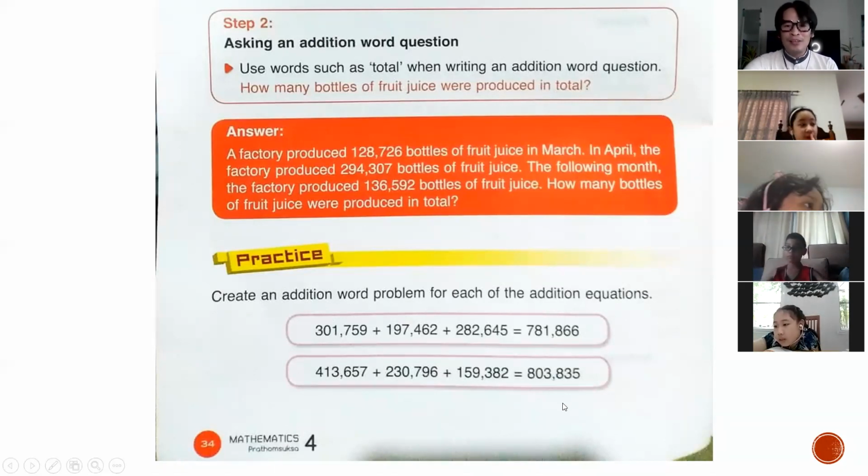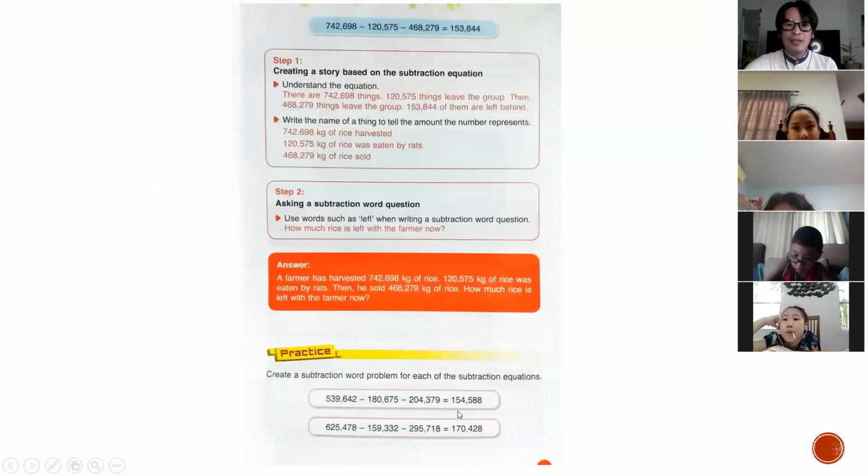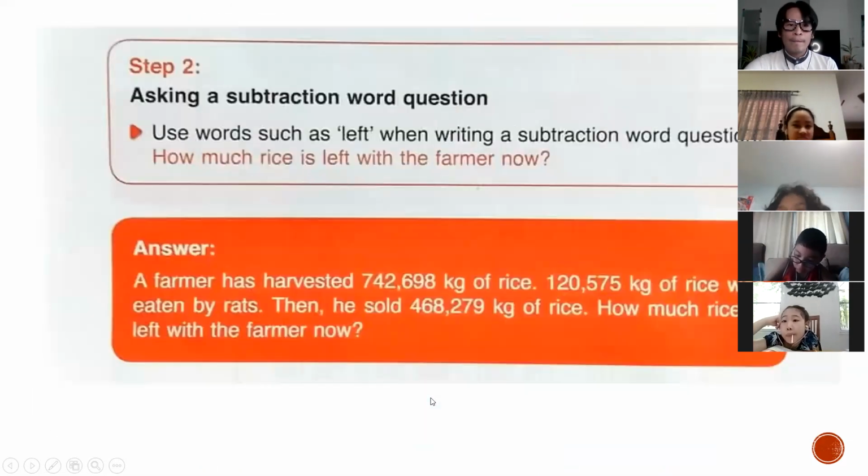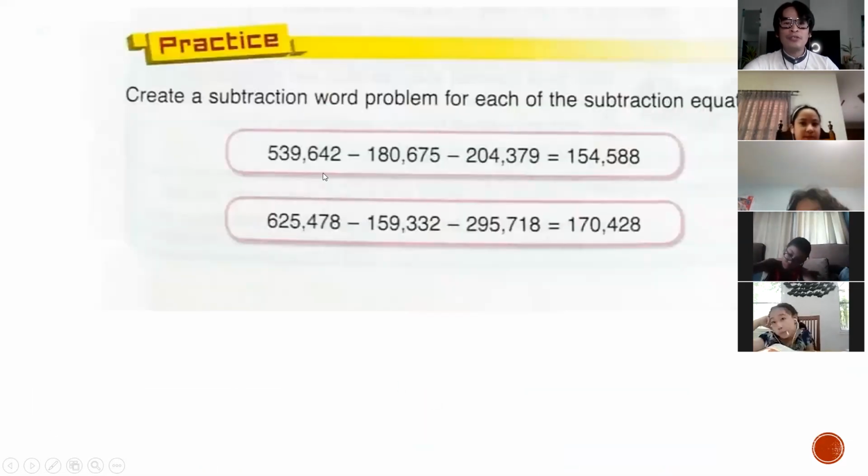Now, I want you to bring out your notebook, and then we have to create this practice. Only one, you have to choose. So do not answer two of them. You have to choose between the first equation or the second equation. So suppose you want to choose the first equation.